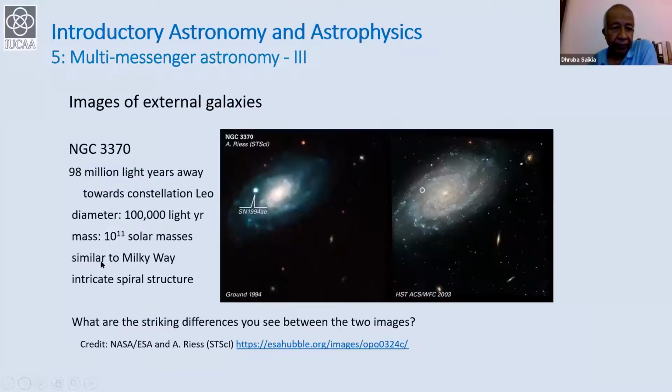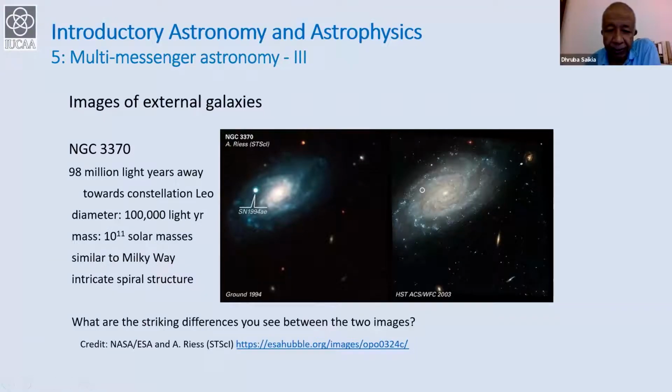This is a galaxy, NGC 3370. It's about 98 million light years away, towards the constellation Leo. It has a diameter of about 100,000 light years, which is very similar to that of our own galaxy. The mass is about 10 to the power of 11 solar masses, which is also similar to our own galaxy. And as you can see from the images, it has an intricate spiral structure.